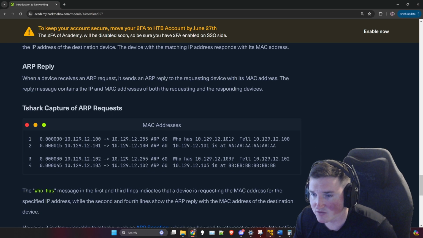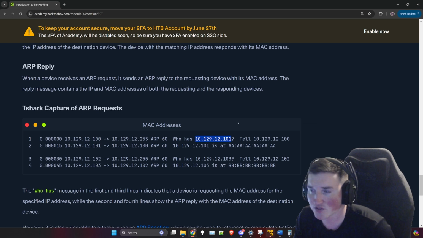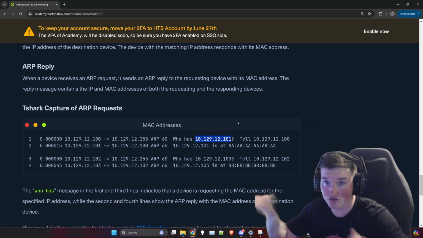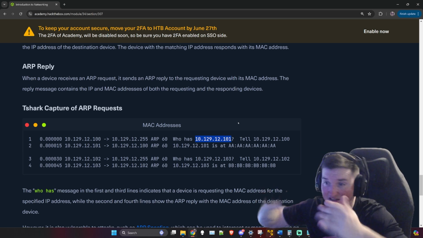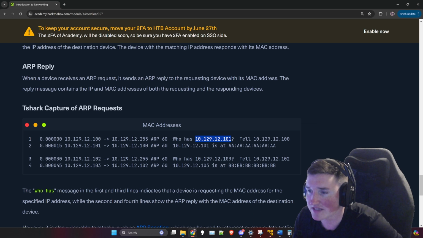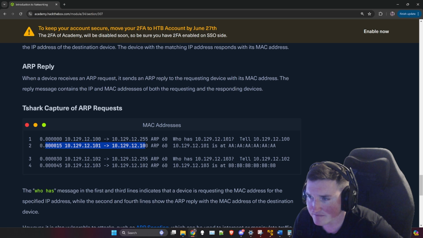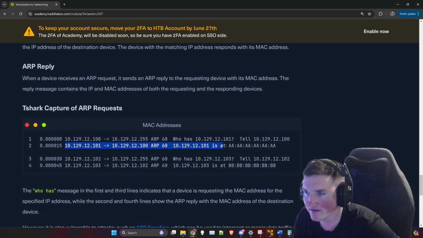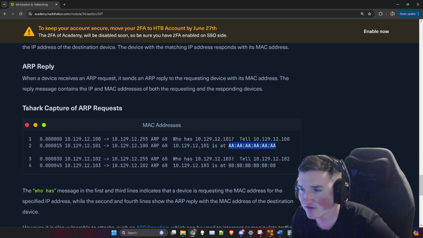Now, here's what an ARP request looks like. Somebody comes in and says, hey, I'm looking for who has the IP address of 10.129.12.101. Why would they look for that? Because like I said, at a routing level, they're sending it to the MAC addresses on switches, so they need to know what MAC address to send this to. So they say, hey, ARP, who has this IP? And then ARP comes back and says, tell 10.29.12.100, tell that person who has this IP, well, they came back and said, this is their MAC address for the IP you requested.